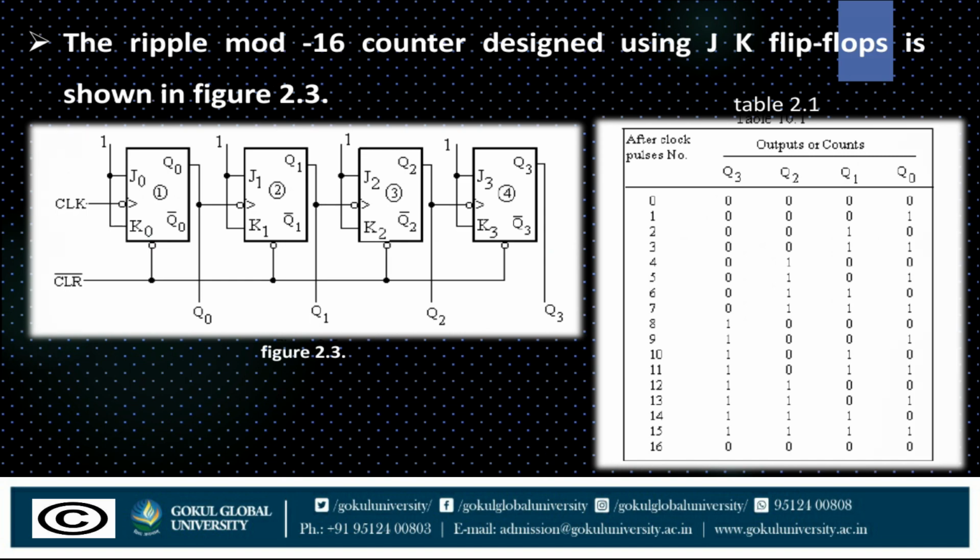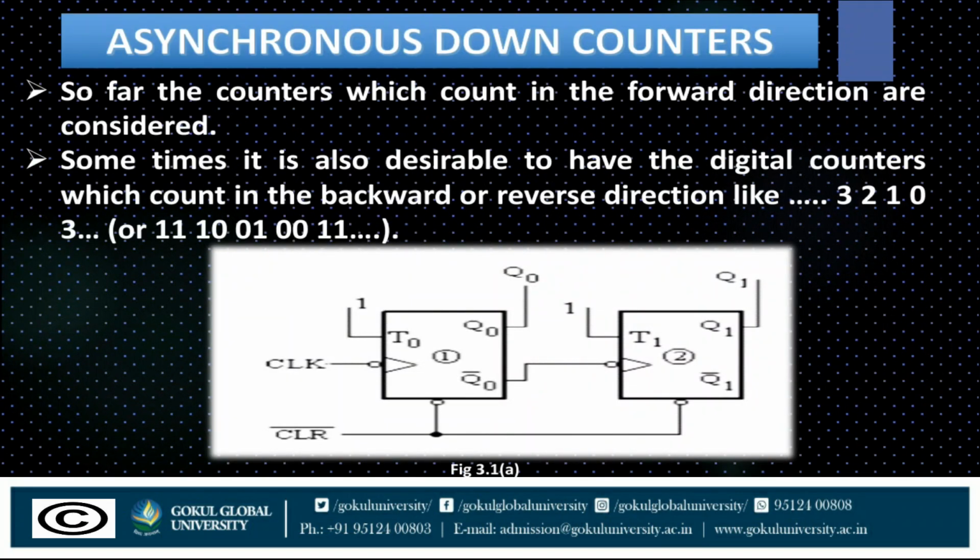Okay. Next, synchronized down counters. So far, the counters which count in the forward direction have been considered. Sometimes it is also desirable to have digital counters which count in the backward or reverse direction, like 3, 2, 1, 0 and again 3, 2, 1, 0, or 1 1 1 0, 0 1 0 0, 0 1 1, like this.